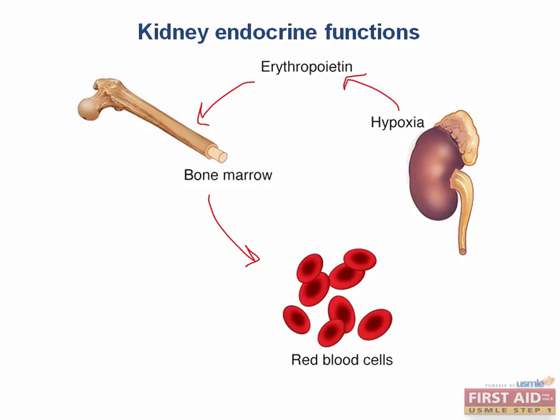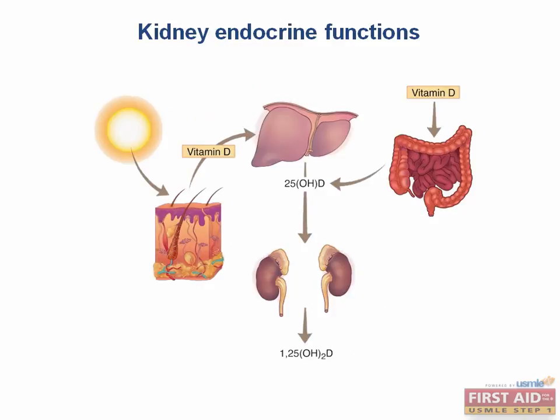COPD. This is a very common disease that is often tested on and is often seen in clinical practice. These patients are in somewhat of a chronic hypoxic state, so their EPO levels tend to be increased. When this happens, we call it secondary polycythemia. The next important renal hormone is activated vitamin D. Inactivated vitamin D is synthesized in the skin or can be ingested, but the kidney and liver are needed to convert it to an active form.